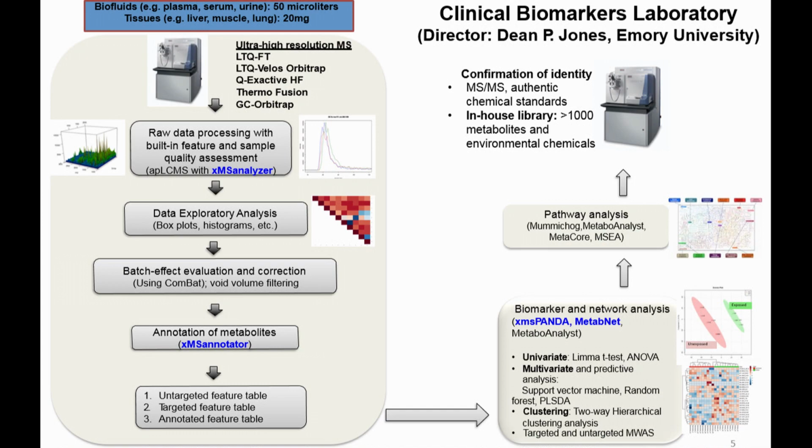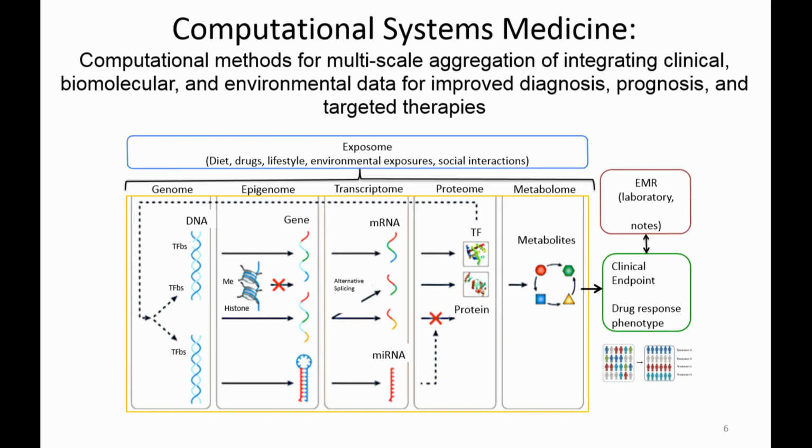And we conclude by going back to the instrument level, and we have to do follow-up experiments to validate the identity of these metabolites. So we have an in-house library of more than 1,000 endogenous metabolites as well as environmental chemicals that we use for identity confirmation, and we do some other experimental evaluation as well. So that's the high-resolution metabolomics aspect.